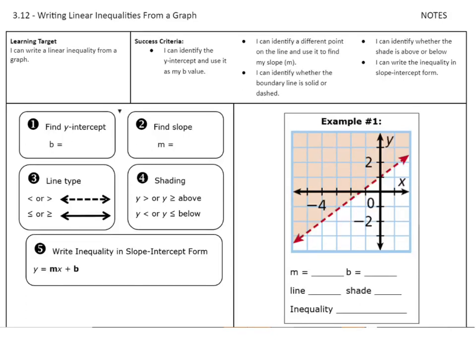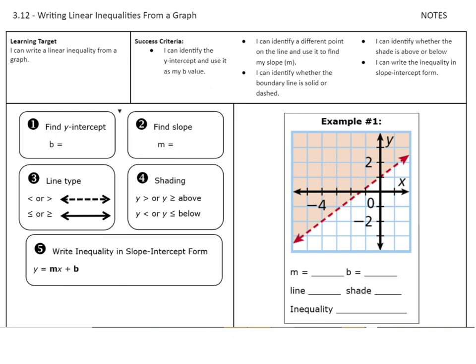Hey guys, we're going to look at writing linear inequalities from a graph today. It is pretty similar to writing equations from a graph. It's just this time instead of an equal sign, we will have an inequality sign. So we could have a less than, greater than, less than or equal to, or a greater than or equal to sign. Okay? Like we learned how to graph them, now we're going to learn how to write the equation from it.